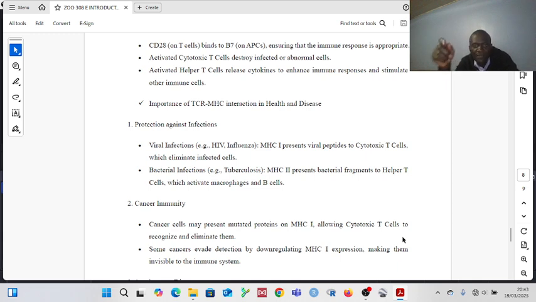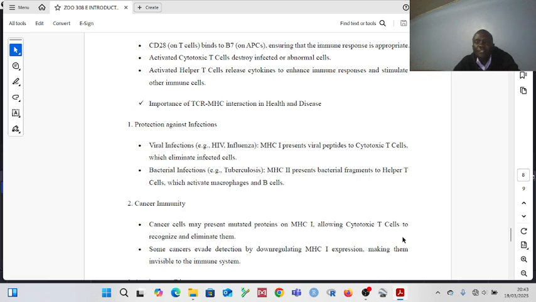Then after they are activated, they will now eliminate the infected cells. So that will be offering protection against viral infections. If you are talking of extracellular pathogens, then the MHC class 2 comes in.